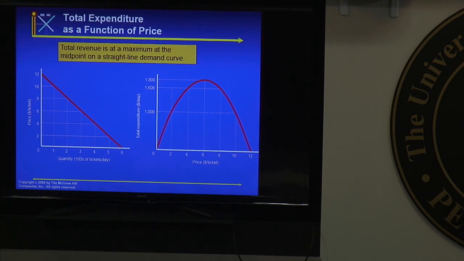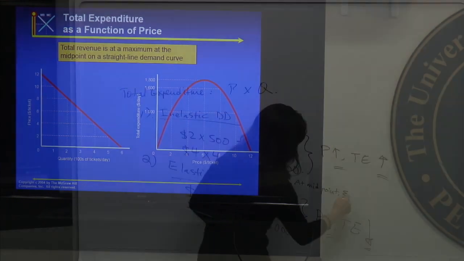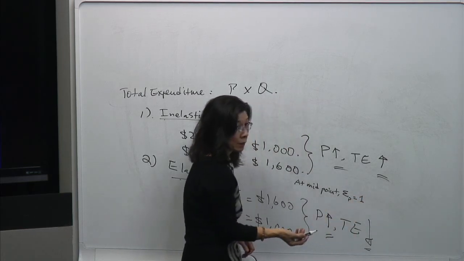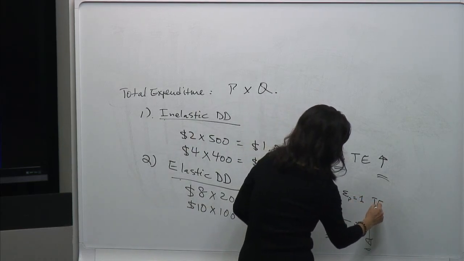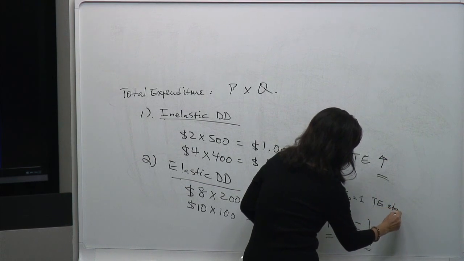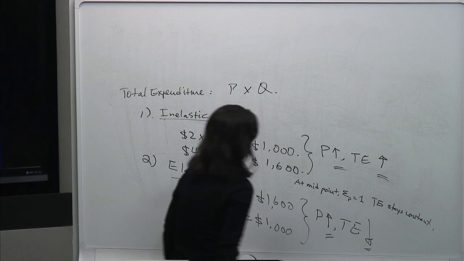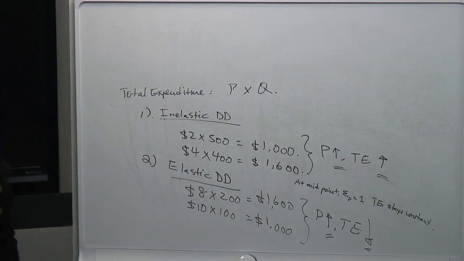Okay, so total revenue is at the maximum at the midpoint on a straight line demand curve. So then you know that. So somewhere in between here, right, at midpoint, I'm just going to write that down. Your price elasticity will be equal to 1, and we call it unit elastic. So your total expenditure stays constant. It doesn't change. So be sure you write that down.